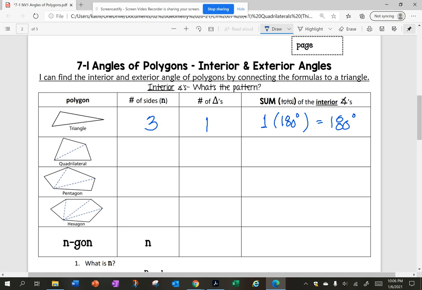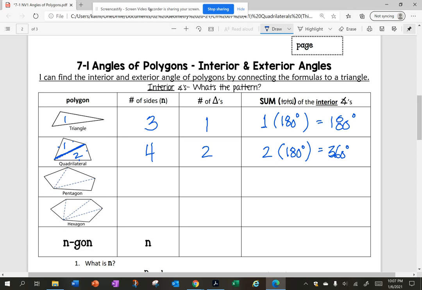So for a quadrilateral, a quadrilateral has four sides. So 1, 2, 3, 4. So I have four sides. If I draw in one diagonal, I have two triangles. So if I add up the angles from each triangle, I'm going to have 2 times 180 degrees, which is 360 degrees.